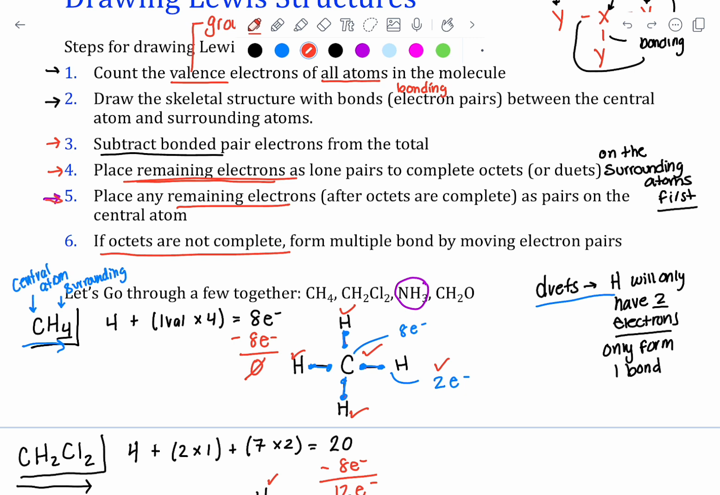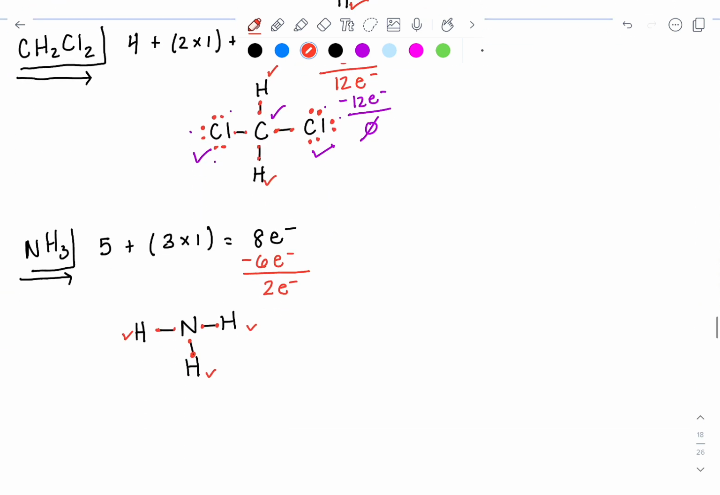So we move on to step 5, which says place any remaining electrons after our octets are complete on surrounding atoms as pairs on the central atom. So our central atom here is nitrogen. If we look at it as it is right now, it only has 6 electrons, right?